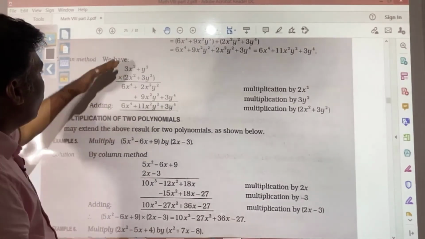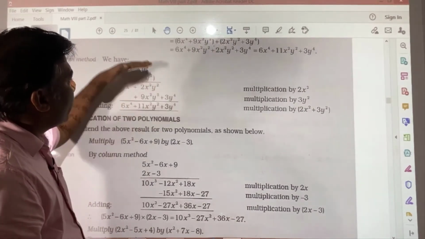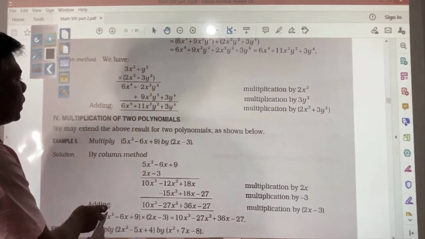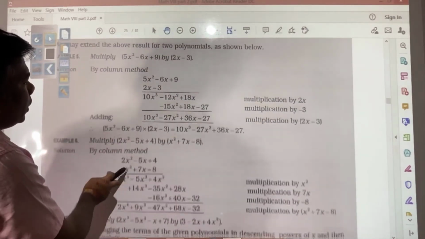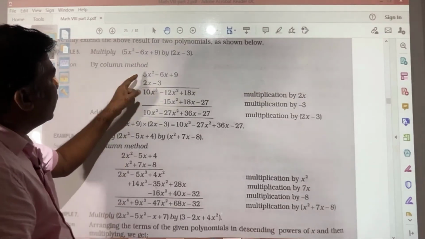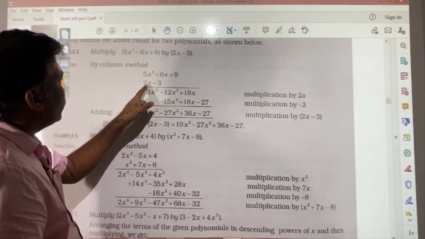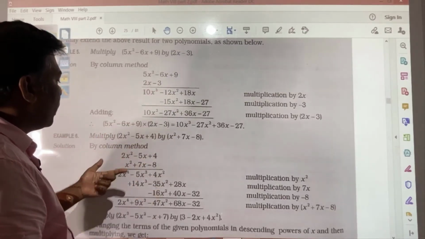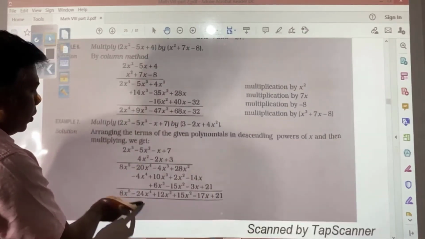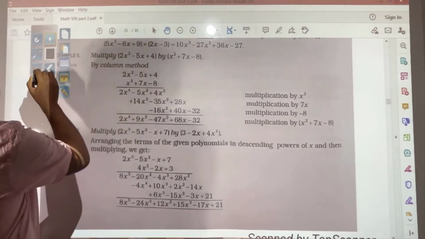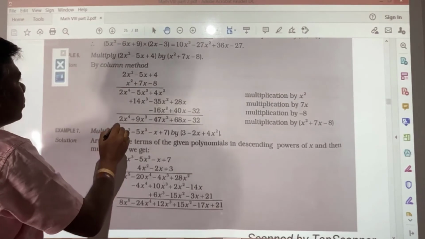Up to here I hope you understood, but you do it by yourself so that you will understand properly. Then you have multiplication of two polynomials. If two polynomials are there, suppose you have 5x square minus 6x plus 9 into 2x minus 3. So how is it to be multiplied? One example we will see by ourselves and you will try to understand.